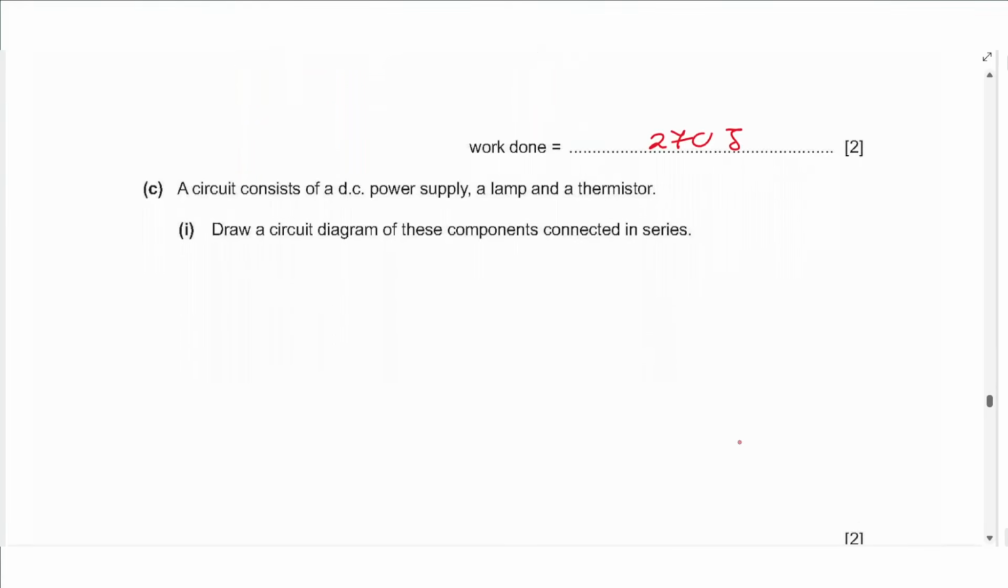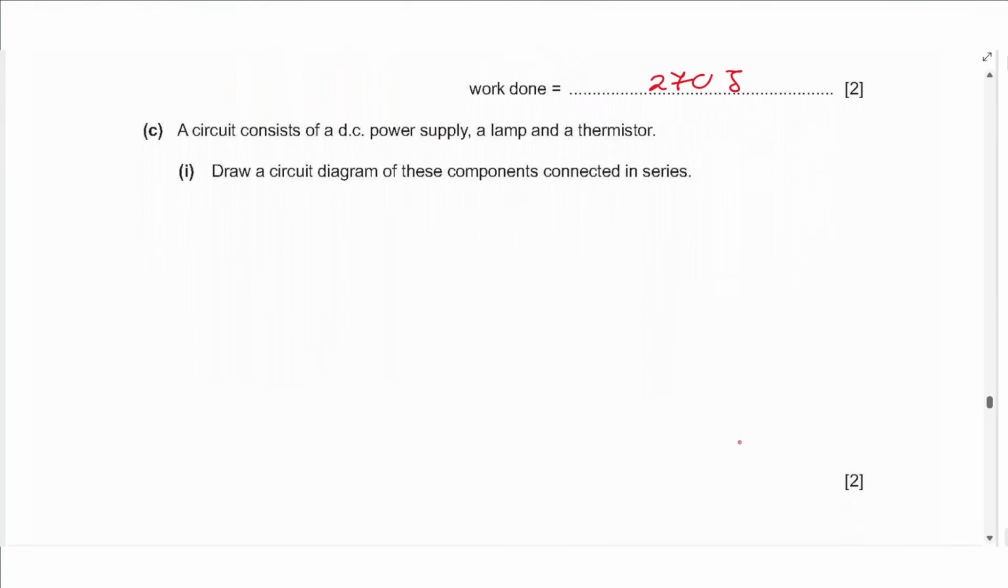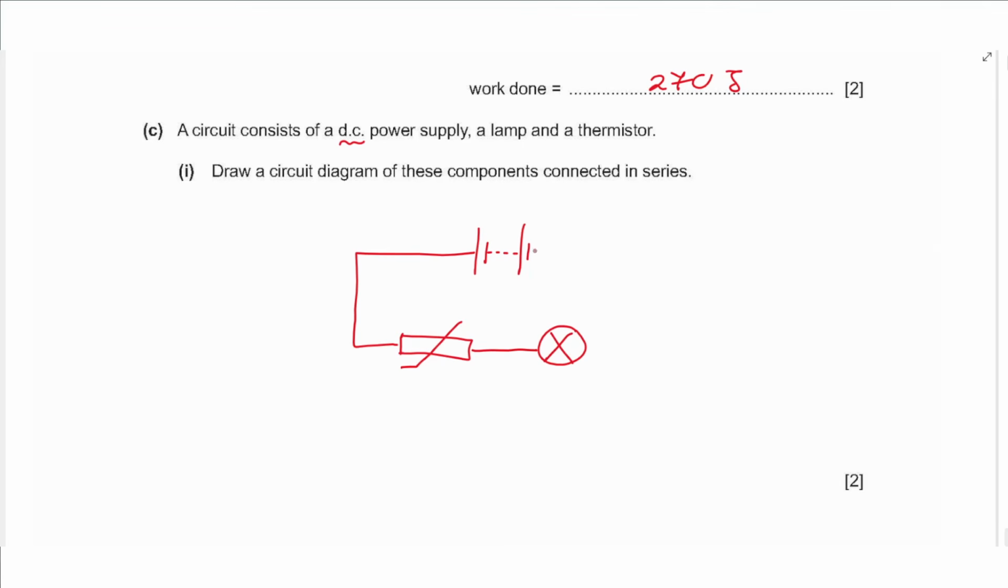Now question C says a circuit consists of a DC power supply, direct current power supply, a lamp, and a thermistor. Draw a circuit diagram of these components connected in series. So a direct current power supply can be represented using a battery, which is a cell connected to another cell at least, or a number of cells. And then we connect a thermistor, which is basically a resistor, a rectangle, and like a spatula drawn across it, and a lamp, which is a circle with a large X inside of it, and we close the circuit.